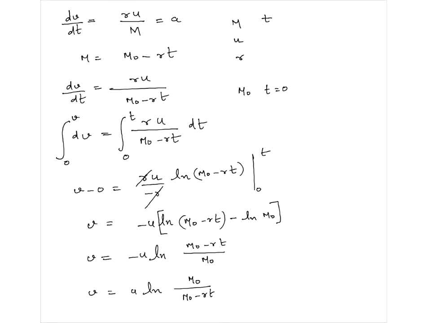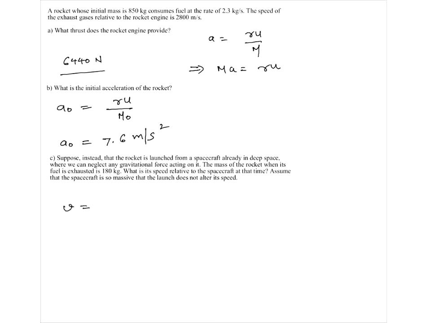We can use this result directly. V equal to u times log of m naught upon m naught minus RT, because initial speed is 0. m naught minus RT is the final mass. And for our problem, final mass is when the fuel has exhausted.